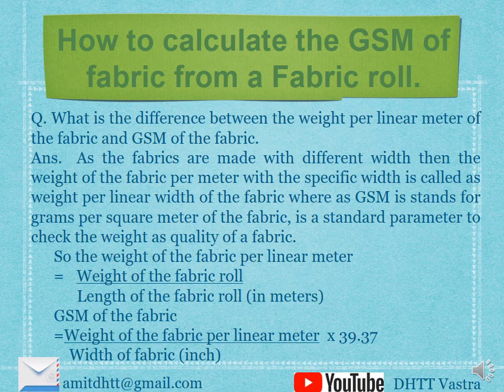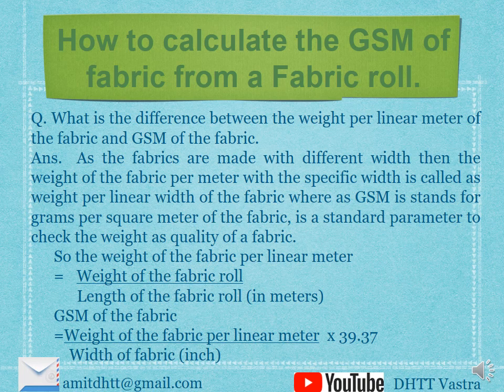Before calculation, first we have to know the weight per linear meter of the fabric and the main difference between linear meter weight and GSM of the fabric. As fabrics are made with different widths, the weight of the fabric per meter with a specific width is called linear weight, whereas GSM stands for grams per square meter of the fabric and is a standard parameter to check the weight as a quality of a fabric.